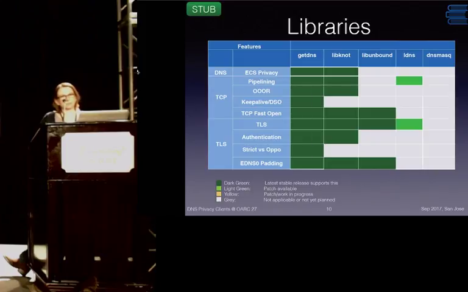Now, command line tools is one thing. If you actually wanted to build an application and link it against a library that could support doing DNS over TLS, these are some of the options. GetDNS, again, is fully featured. libnot is good. libunbound is here, and that is actually the library that has supported TLS for the longest time.